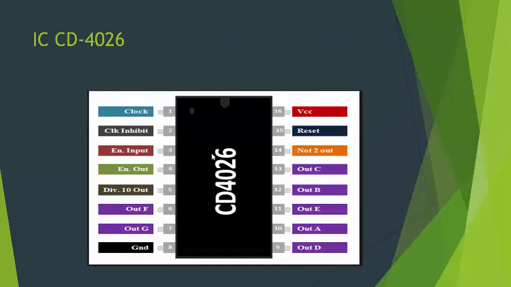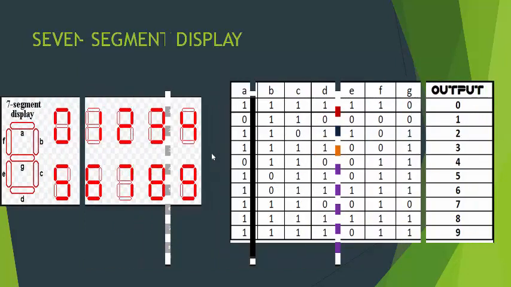Now the IC CD4026 has 16 pins. In that there are clock, inhibit, enable input, enable output, display output, some of the output pins, ground, reset and VCC pin. So if you connect the clock pin, then the numbers it displays on the 7-segment are displayed in sequence. Otherwise, it prints the numbers randomly on the 7-segment display.